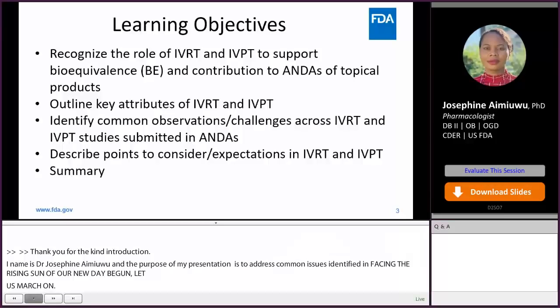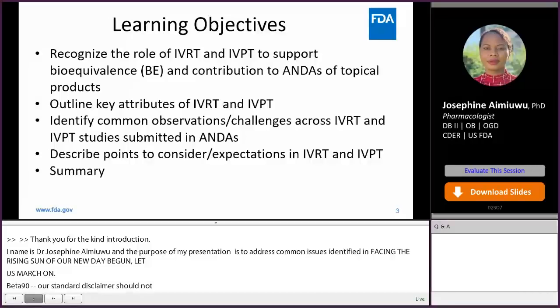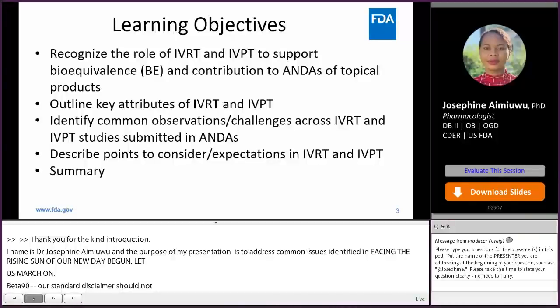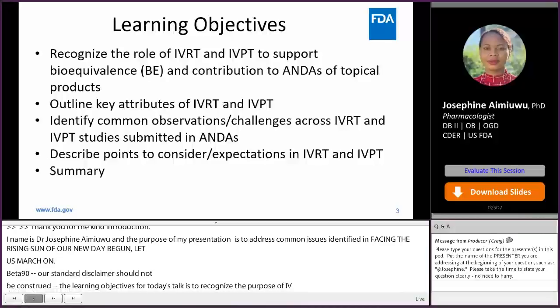The learning objectives for today's talk are to recognize the role of IVRT and IVPT to support BE and its contribution to the submission of ANDAs for topical products, and outline the key attributes of these two in vitro tests. I will identify some common challenges across these studies, describe points to consider and the expectations from the agency, and finally provide a summary of my talk.